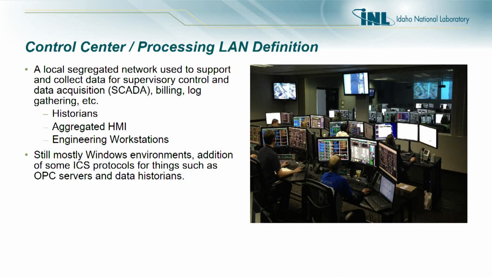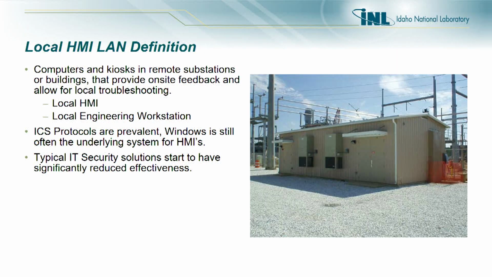Next, we move on to the control center LAN. This is a local segregated network used to support SCADA, billing, log gathering, et cetera. This is where you're going to see your OPC servers, historians. It's important to know that this is mostly a Windows environment. A lot of normal IT solutions are going to work here because you don't see a whole lot of ICS protocols yet. You see some going to your OPC server, your historians, but really your IT solutions are going to work more or less. As we go down another layer into the local HMI LAN, this is a different story.